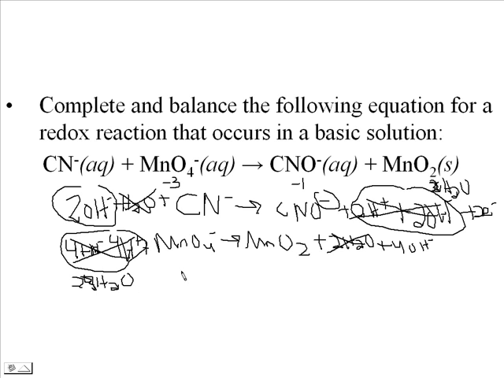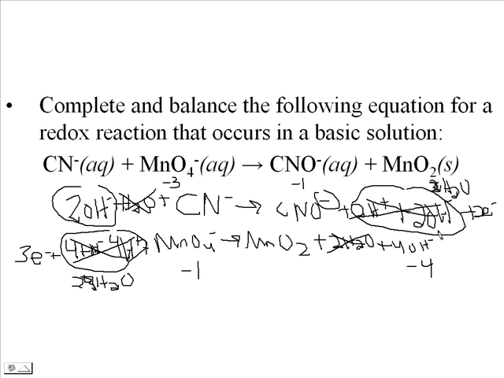We've got our MnO4 minus, that's a -1. Over here, we've got -4 from our 4 hydroxides. And so overall, we need to add 3 electrons to this side. So 3 electrons here makes it a total of -4 on the left-hand side, -4 on the right-hand side.